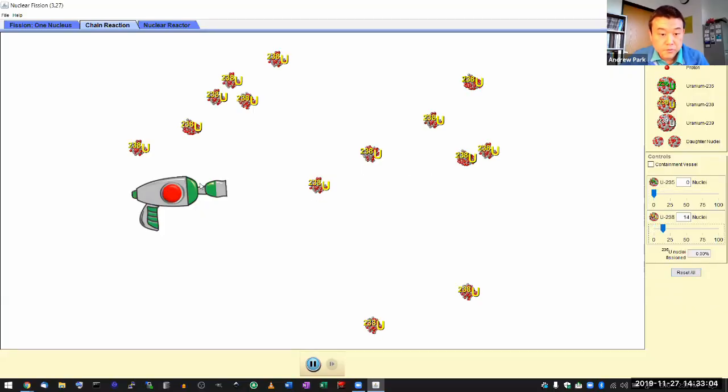With uranium-238, when you strike it with a neutron, it becomes uranium-239. And uranium-239 does not undergo fission. It will later on undergo beta decay to become plutonium-239, but it doesn't undergo fission. So uranium-238 is a neutron absorber. A neutron strikes it and it's gone.